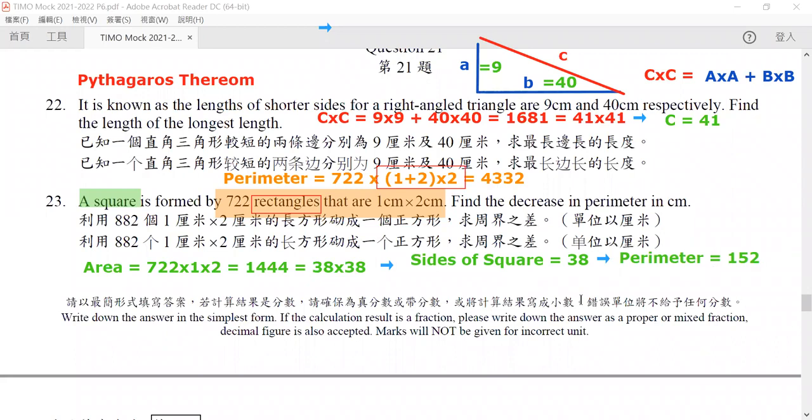So what's the difference between this number and this number? The difference is huge, right? The difference is equal to 4332 minus 152, which is equal to 4180. So this is our answer for 23. Okay.